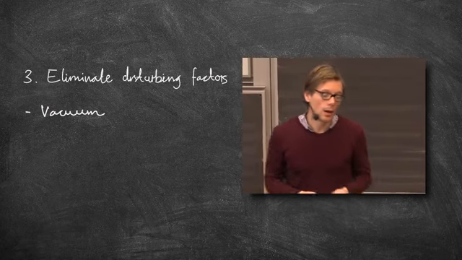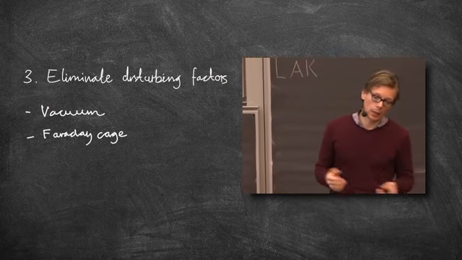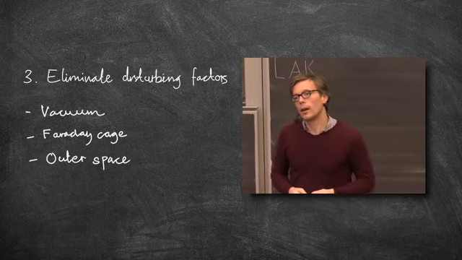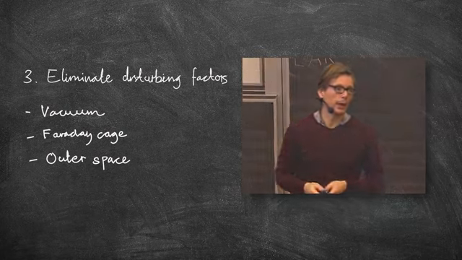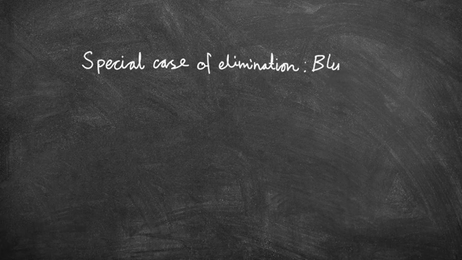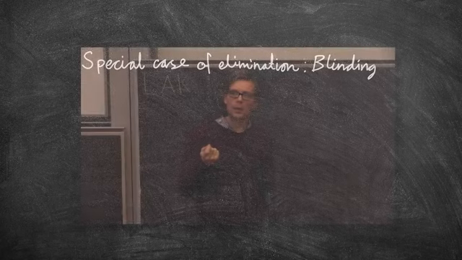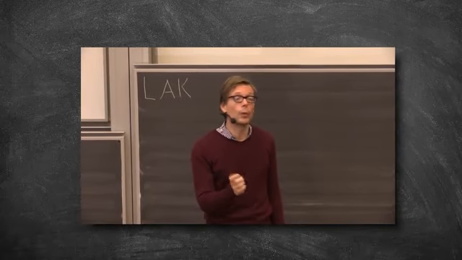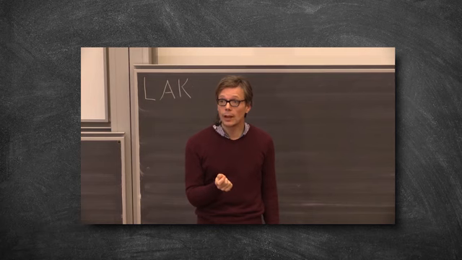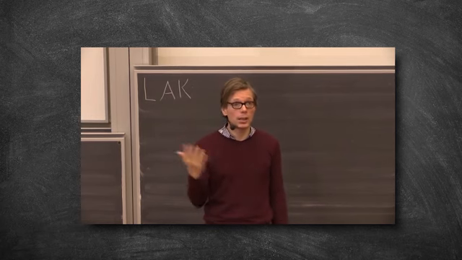And one can do that in a number of cases. We can do that with radio waves in a Faraday cage, or we might try to eliminate gravity by moving far enough from any gravity sink. A special case of elimination is blinding. This is something that affects experiments a lot, in experiments with humans, where the subjects themselves know what kind of treatment they're getting. That affects them.